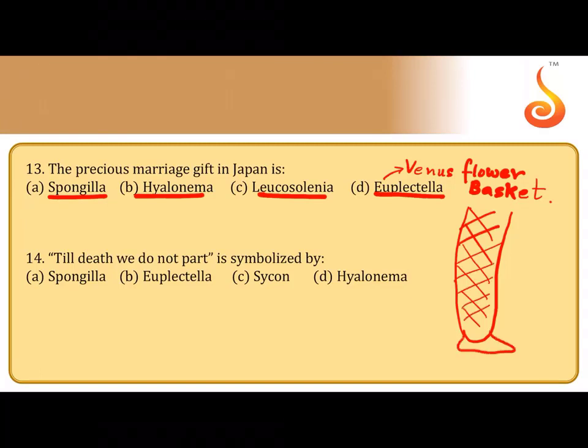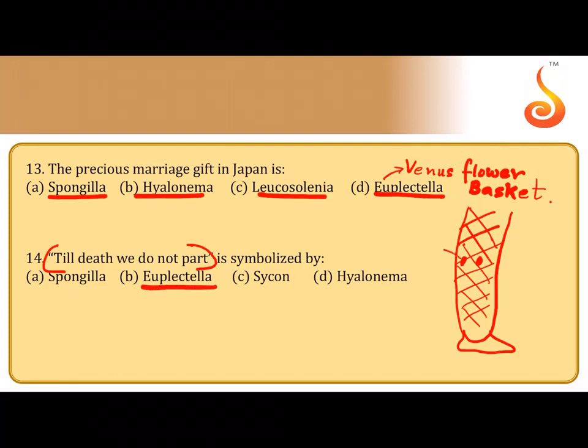Okay, and now this Euplectella or the Venus flower basket, two shrimps are known to get trapped inside when they are still young. They move through this intricate network, they get trapped inside the spongiocele of this particular sponge, and for the rest of their lives they are trapped over there. The male and the female, they reproduce there and they die also there only. So it is as if it's a symbol of till death do us apart, and therefore it is given as a wedding gift in Japan. So the answer is Euplectella, which is the Venus flower basket.